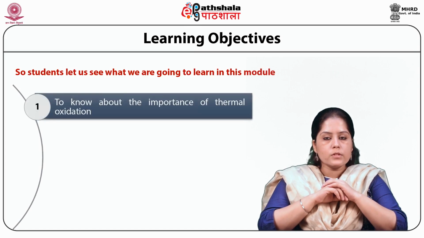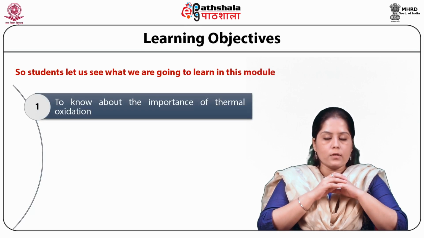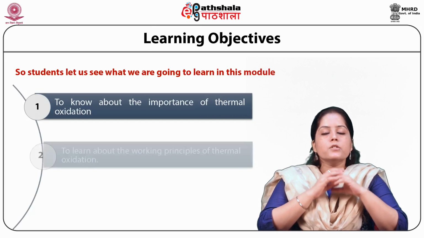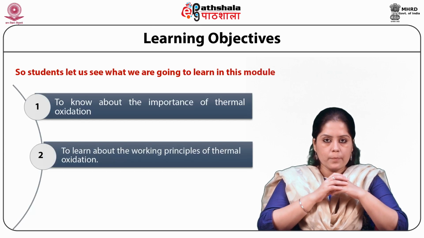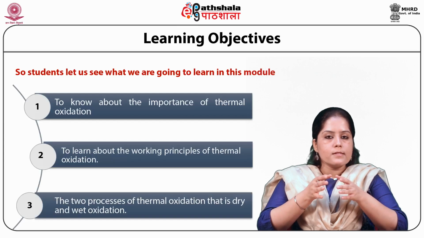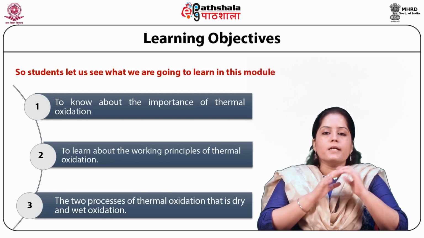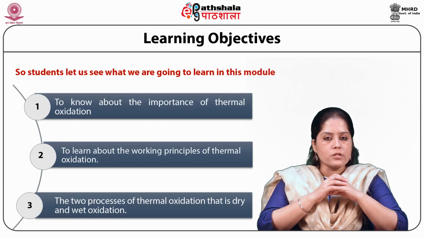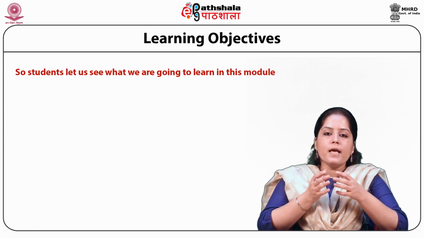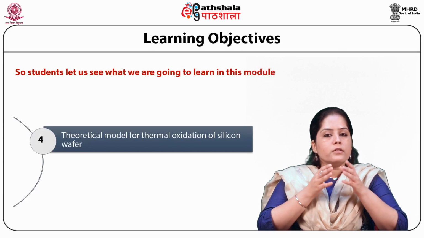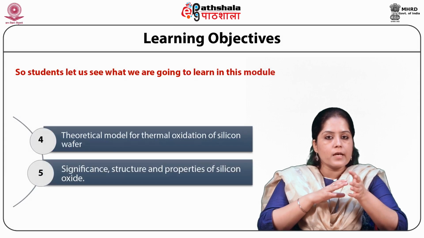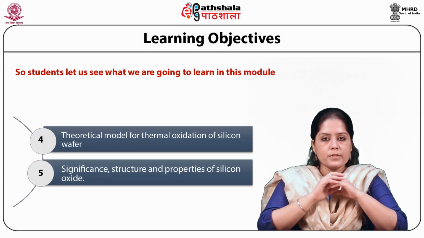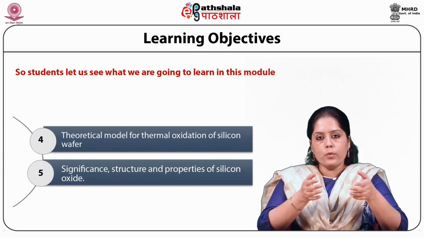First, to know about the importance of thermal oxidation. Second, to learn about the working principles of thermal oxidation. Third, the two processes of thermal oxidation, that is dry and wet oxidation, will be discussed. Next, the theoretical model for thermal oxidation of silicon wafer will be discussed in detail. Lastly, the significance, structure and properties of silicon oxide will be discussed.